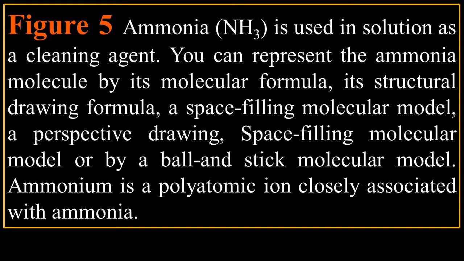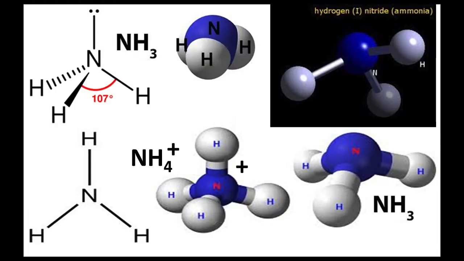Ammonium is a polyatomic ion closely associated with ammonia. Ammonium is produced when you mix ammonia with water. You produce ammonium hydroxide. Ammonium is a polyatomic ion, NH4 with a positive 1 charge. It combines with hydroxide, OH negative 1, and you get that from water.